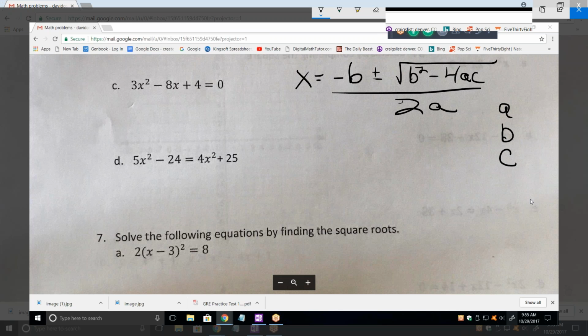So b is going to be negative, or it's going to be the negative 8, and then a is the 3x squared, and just then 3. c is just 3. These letters are just the coefficients. They're not including the x.